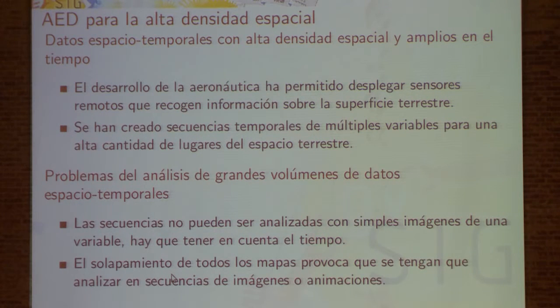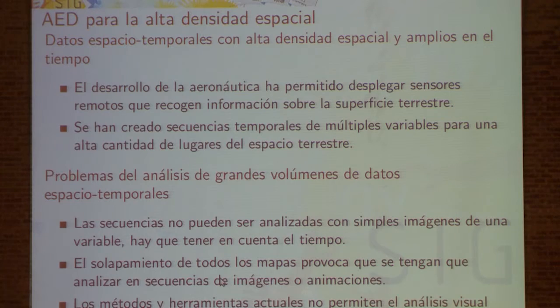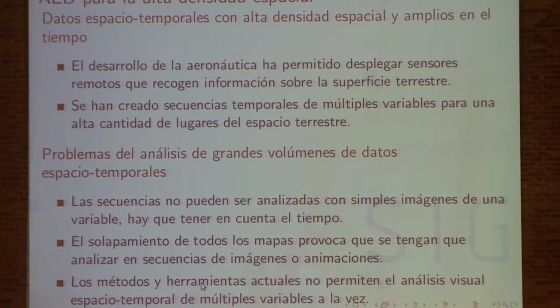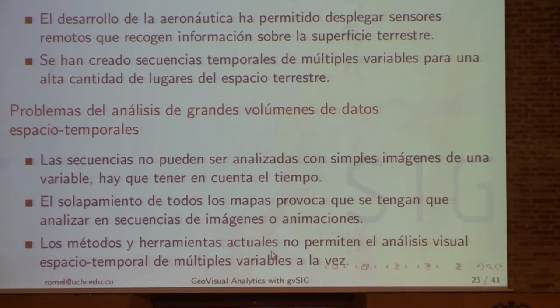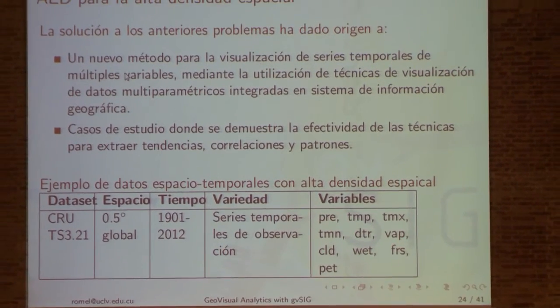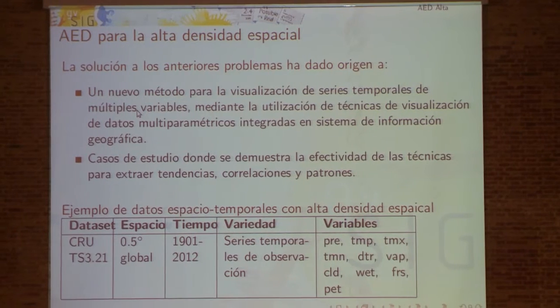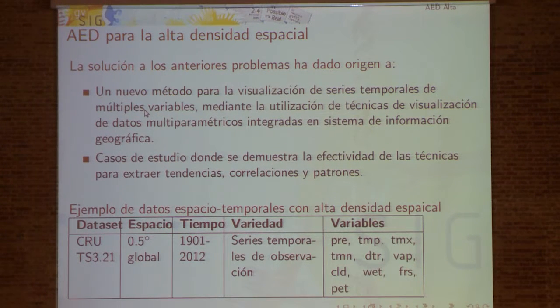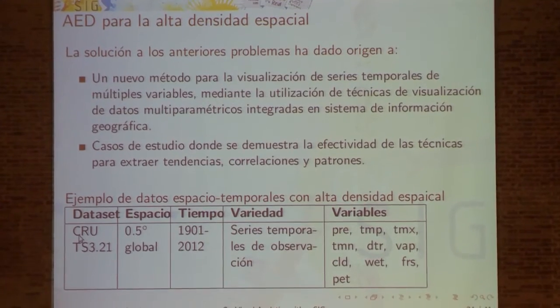And this overlapping help to analyze multiple variables with those methods without having those problems of overlapping, and allowed us to handle different variables at a time. So that originated a new method for the display of time series of variable, multivariable, by means of the use of display techniques of multiparametric data integrated in geographical information system. And we have different study cases where we can show the effectiveness of the techniques.